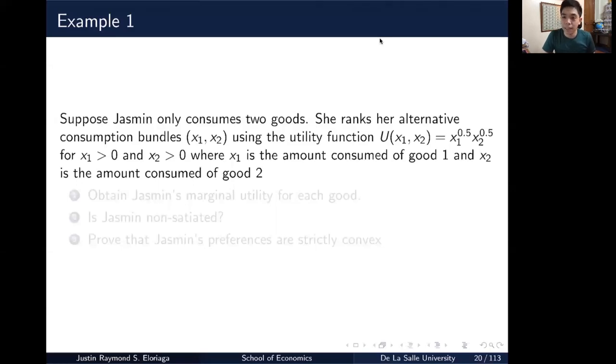So hi everyone, and welcome to this video on proving some properties of the standard utility function. We're basically going to use an actual utility function example to prove the properties that we had discussed in the last video. We discussed a couple of properties. One of those was non-satiation and another one being strict convexity.